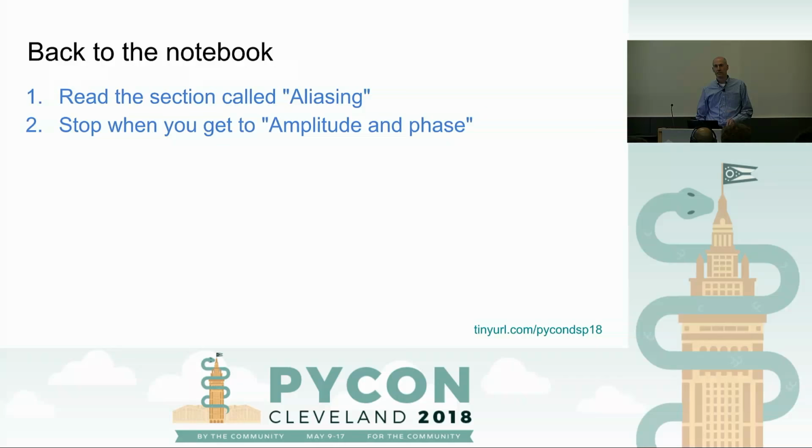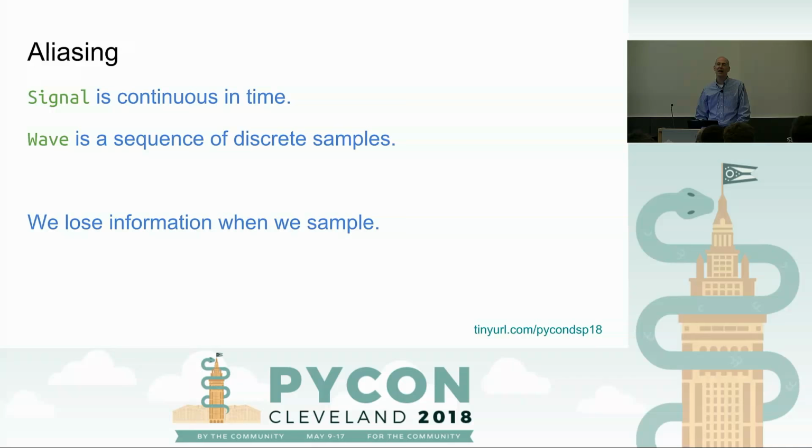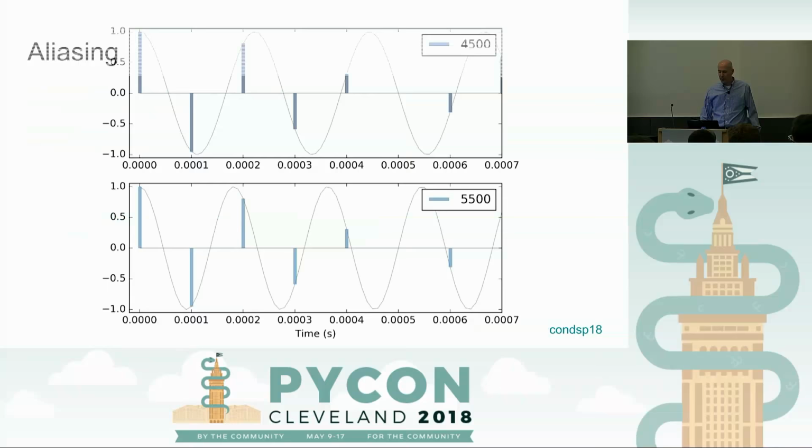Okay, let me interrupt you for a second just to talk about this section a little bit. So aliasing is kind of the error that you get when you take something that's actually continuous. The signal is a continuous function in math world, which means it's kind of an idealization. Nothing in the real world is like that. When we look at a wave, what we've done is taken a discrete set of samples from something that's continuous, which means that we've lost some information. And in particular, we can't always tell what frequency the thing was.